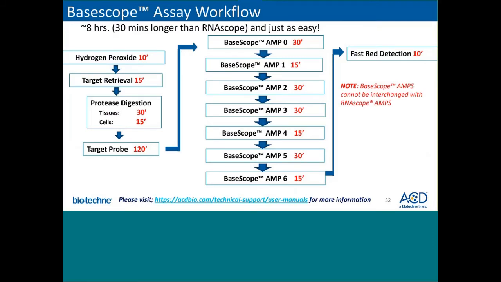Here is a schematic of the BaseScope assay for FFPE tissues. While it is slightly longer than RNAscope by about 30 minutes, the workflow is very similar and just as easy. The pretreatment is the same as RNAscope, with a hydrogen peroxide to block endogenous peroxidases, target retrieval to break up the crosslinks to expose your RNAs, and a protease to penetrate and permeabilize the sample, followed by probe hybridization. Your BaseScope preamplifiers and amplifiers are then followed with detection by the same Fast Red chromogen used in the RNAscope red assays.